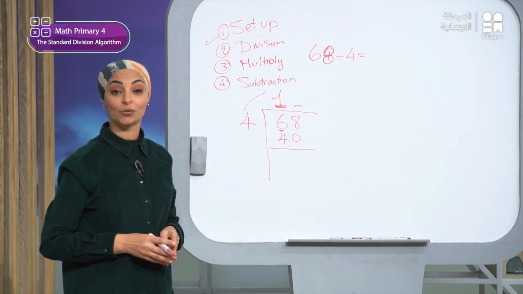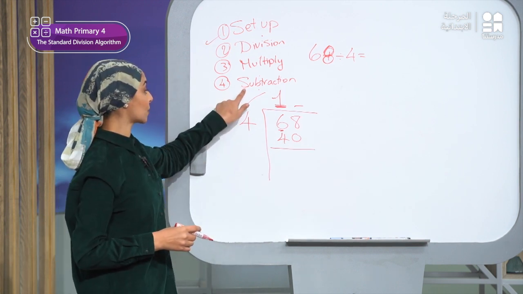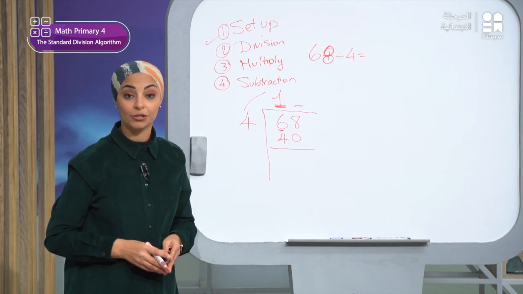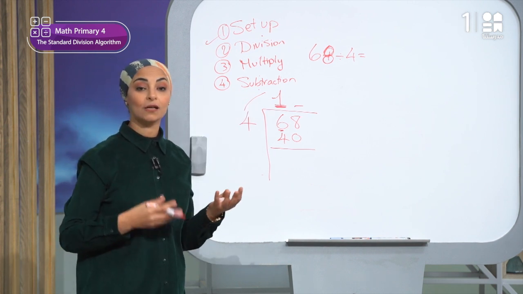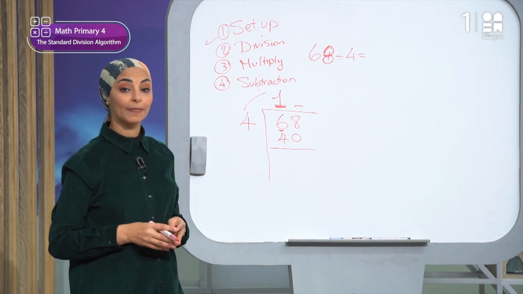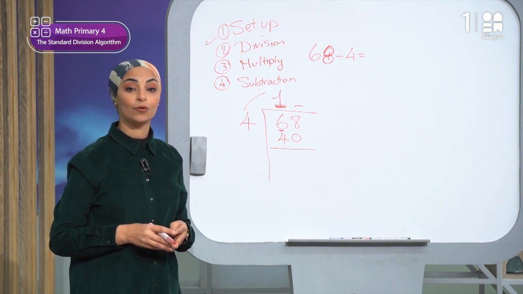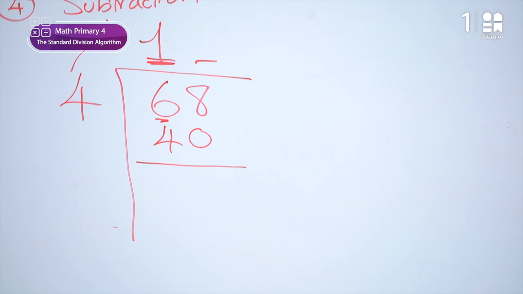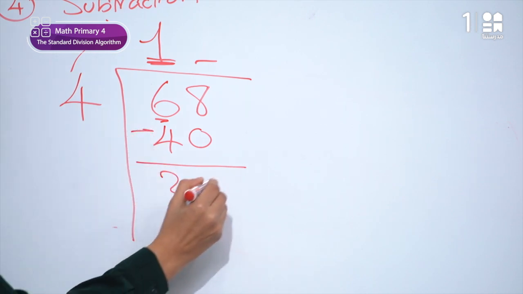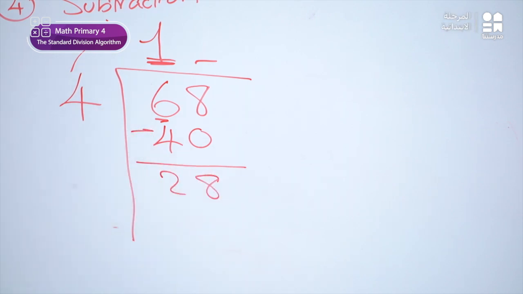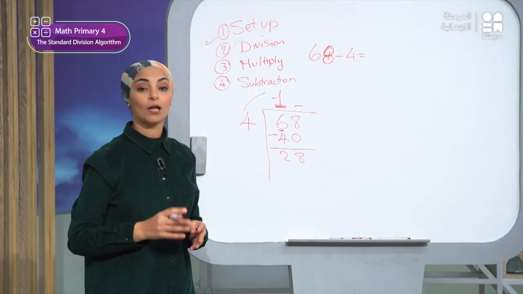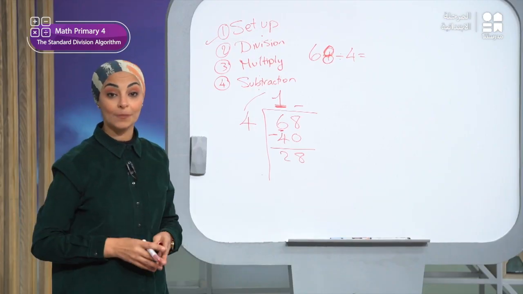And then what should I do? Yes, I will go to the last step, which is subtraction, right? 68 minus 40 gives me what? Yes, 68 minus 40 equals 28. So I will write here 28. Then what should I do? I will repeat all the steps again.